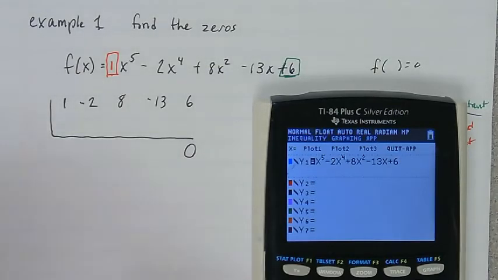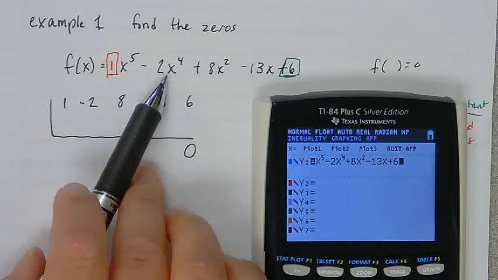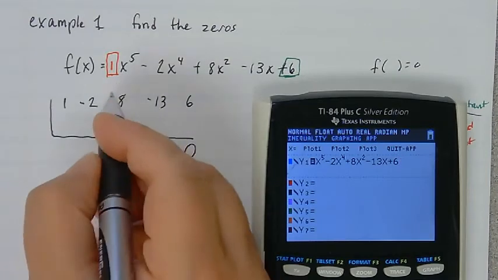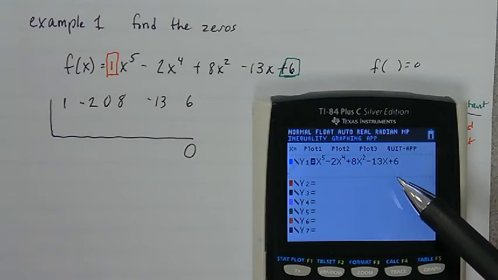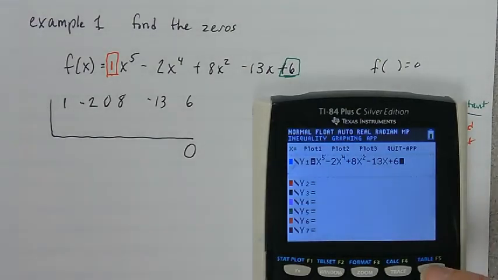What I noticed here is that I had an x to the 5th, x to the 4th. There was no x to the 3rd, so I need a 0 here between the -2 and the 8. I have to have a placeholder for that x to the 3rd. Okay, so I know that I'll have 5 zeros, and I'm going to see if the calculator will tell me the first one. So I'm going to hit graph.